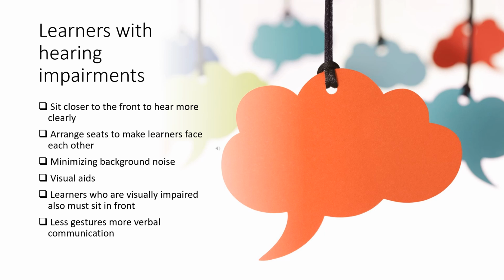Learners who are visually impaired also must sit in the front. And when it comes to communicating with learners who are visually impaired, there should be less gestures and more verbal communication.